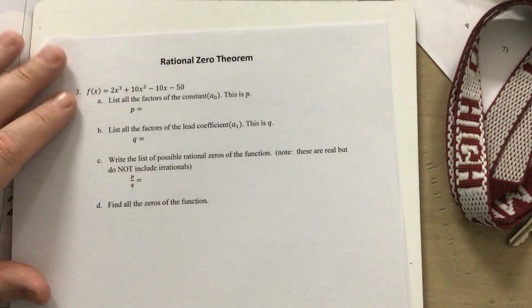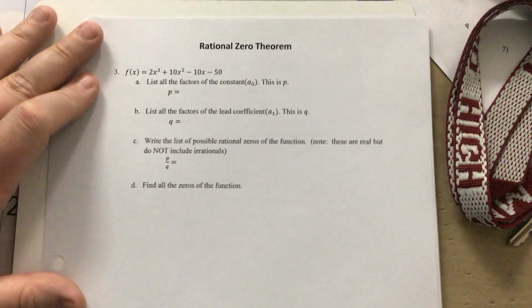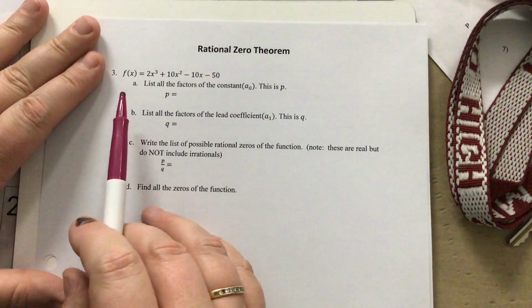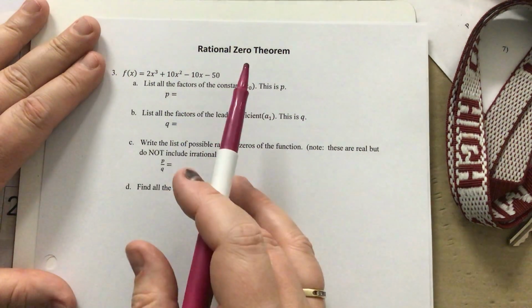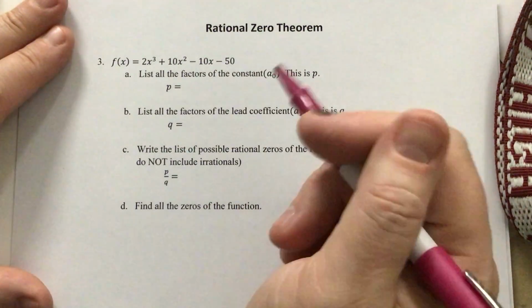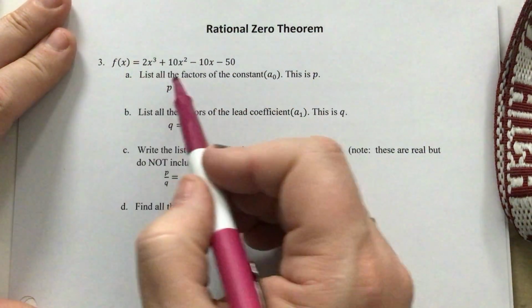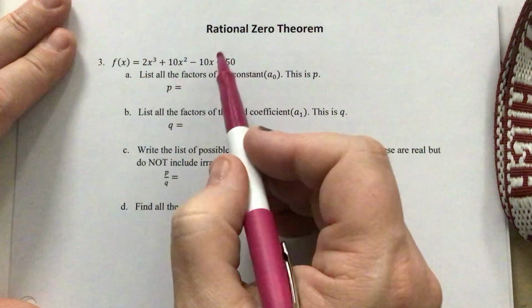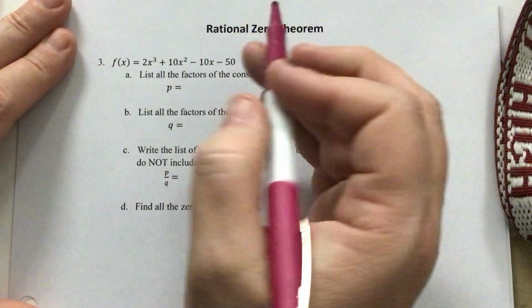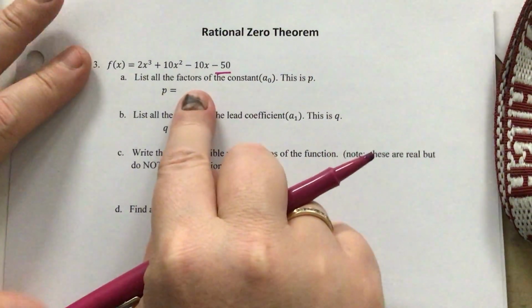Okay, let's go to my third example. Same thing. Let's just do the possible rational zeros. So, is everybody kind of getting the hang of this? We're just listing possibilities. So for this function, we have 2x cubed plus 10x squared minus 10x minus 50. So for part A, listing our factors of our constant. What's our constant in the problem? 50 here, right? So what are my factors of 50?